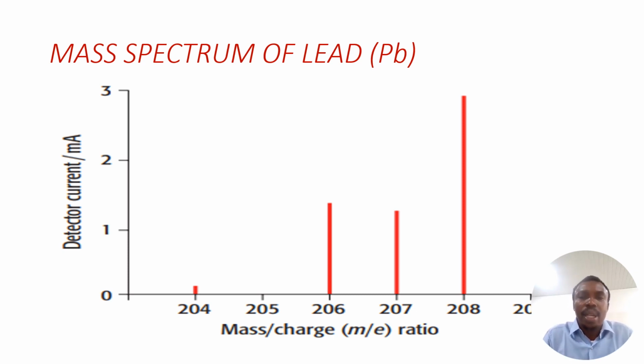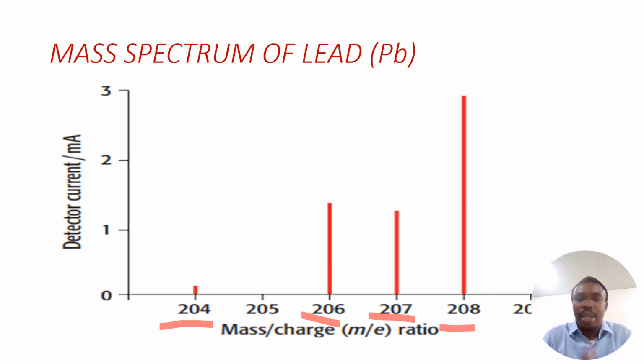And you can see that lead has 4 isotopes. There are 4 isotopes of lead from the peaks. If you look at it, we have lead 204, lead 206, lead 207, and lead 208, which are isotopes of lead. So we have 4 isotopes of lead from the graph.